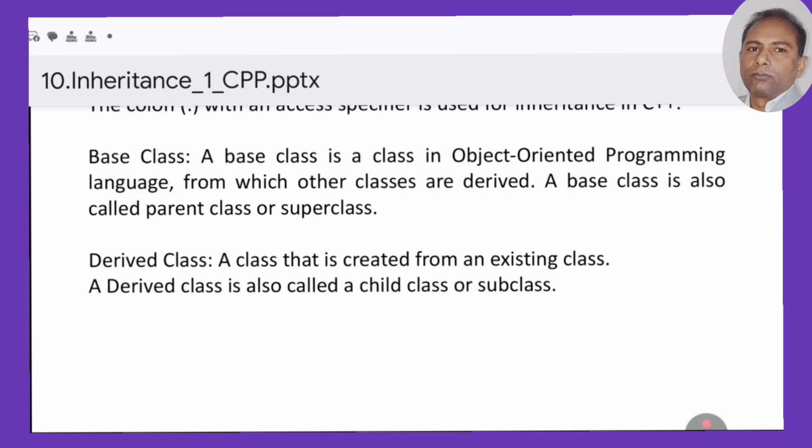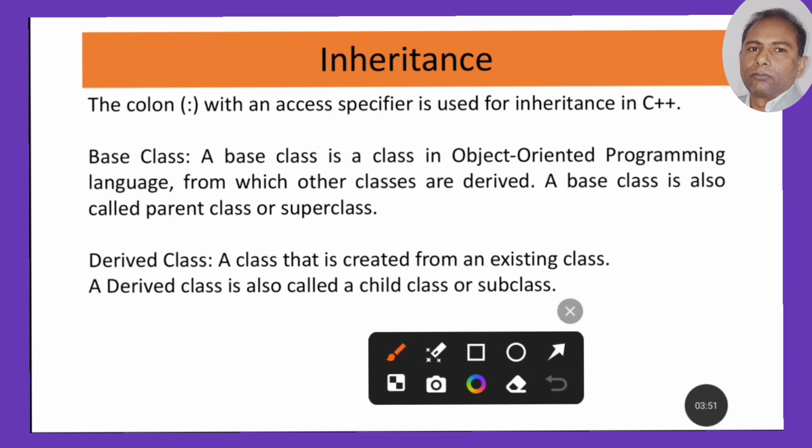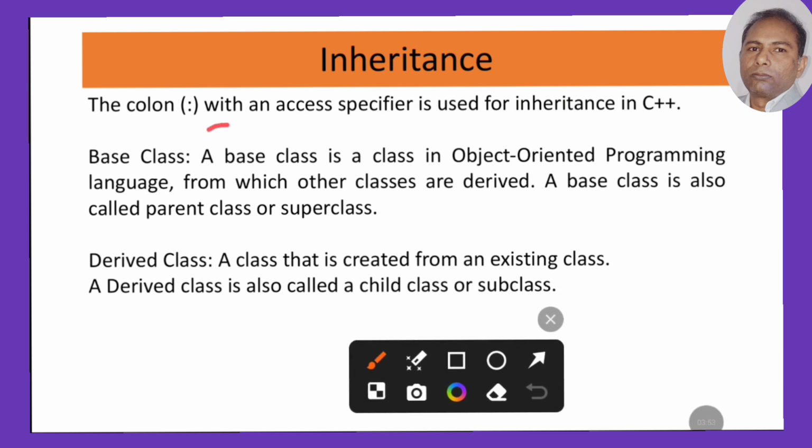Here we are using the colon operator. The colon operator with an access specifier is used for inheritance in C++. So here we use the colon operator and access specifier for inheriting the features. Now, what is the meaning of base class? A base class is a class from which other classes are derived. If we are deriving other classes from this class, it is known as the base class.